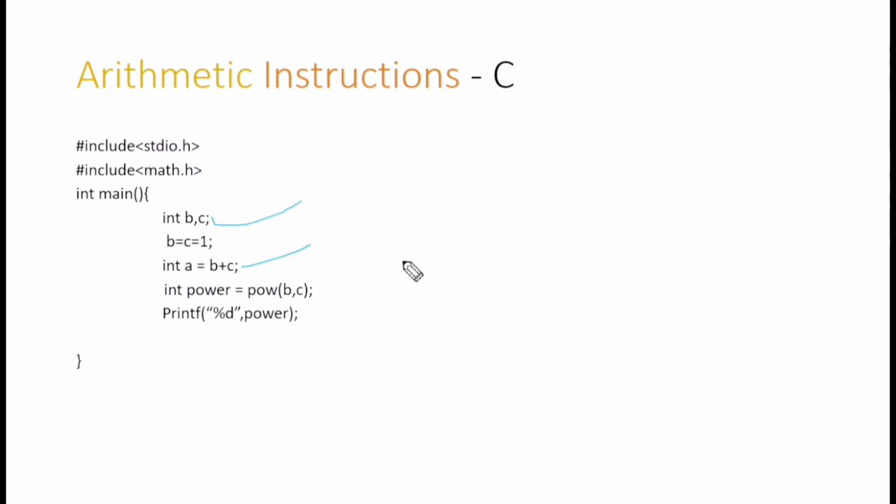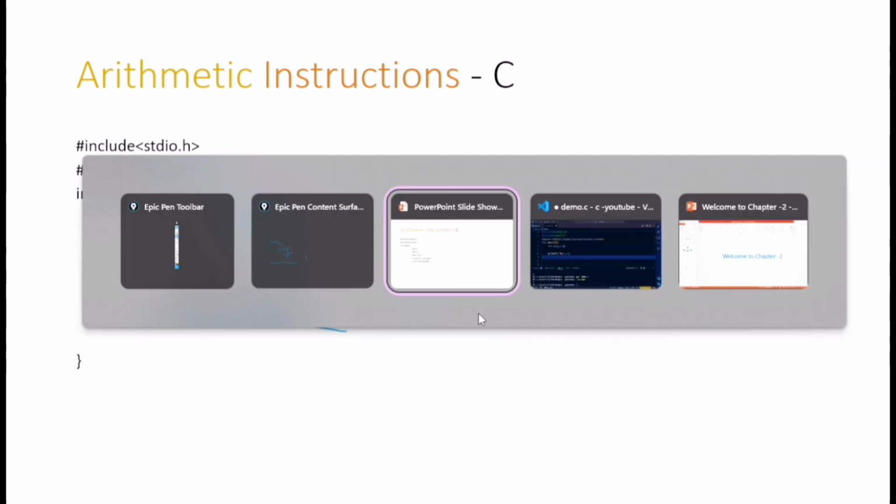So, int b comma c, b equal to c equal to 1, int a equal to b plus c, which is correct only. Now, b and c are both the same only, holding the 1 only. So now you get some idea where it will get a power, meaning math dot h it will be considered. See it practically.